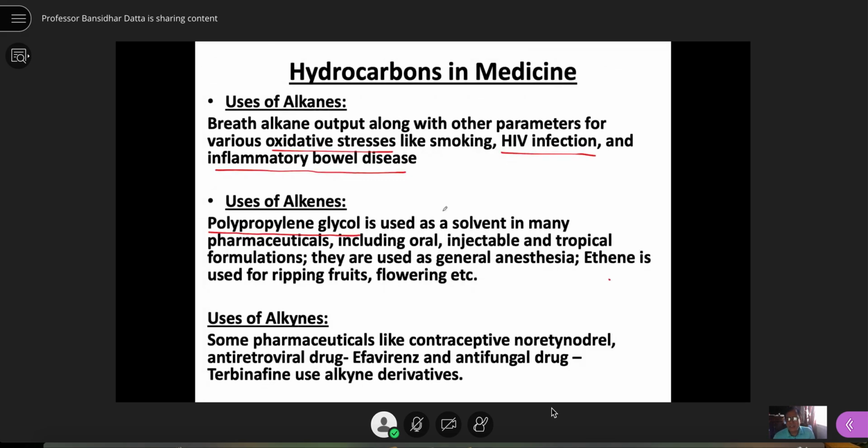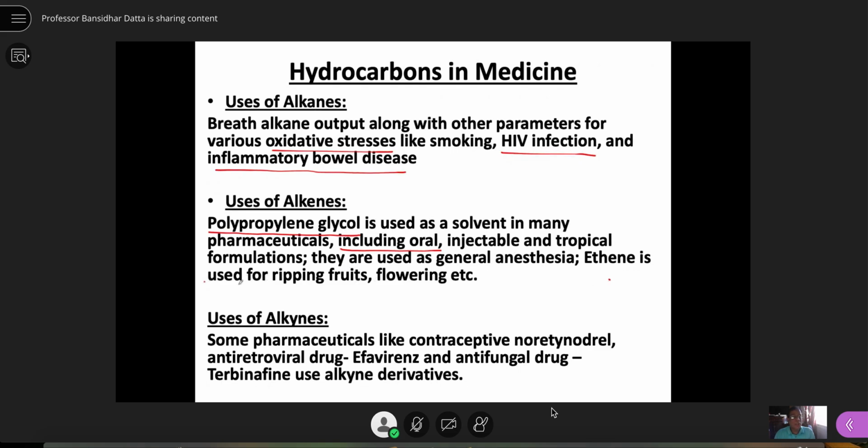Any kind of liquid drug that you take by mouth has plenty of polypropylene glycol. It doesn't hurt and it doesn't digest. It goes from one end to the other, while the drug is dissolved in this molecule, so it helps. That includes oral, injectable and topical formulations. This is also used in general anesthesia, where they use a compound that dissolves with it.